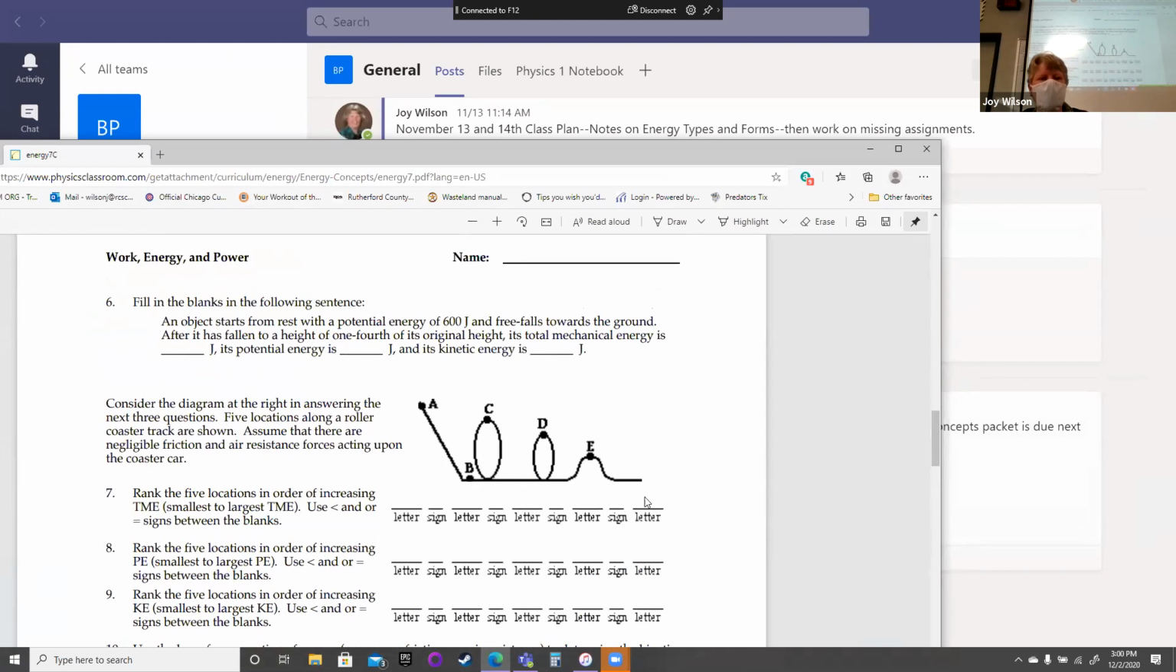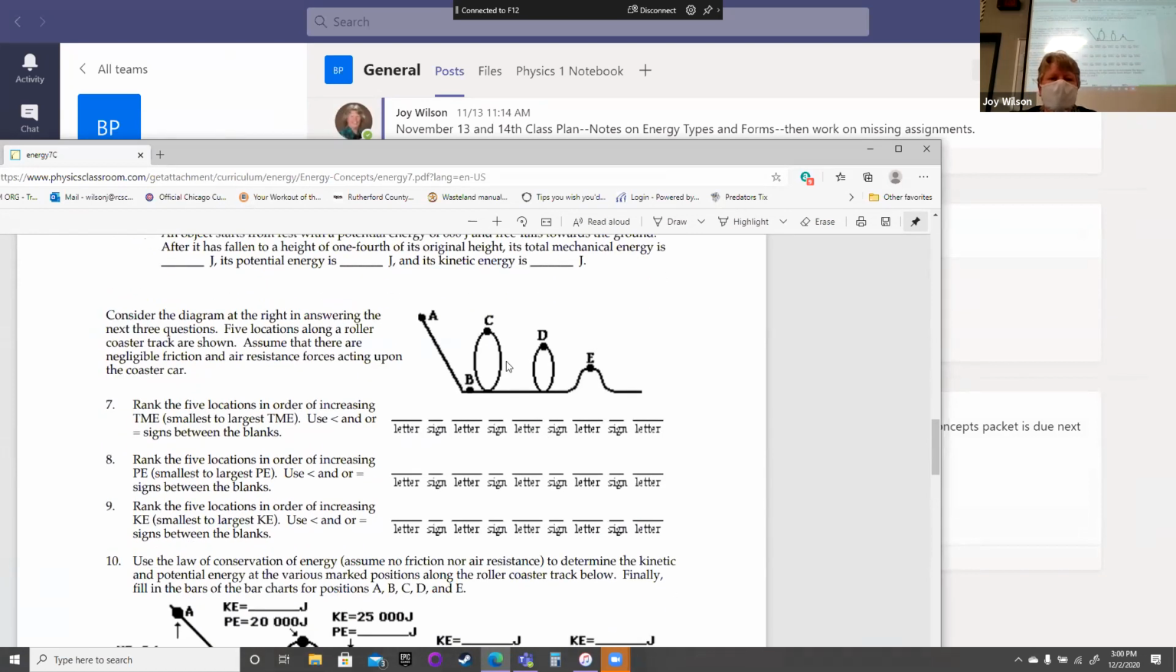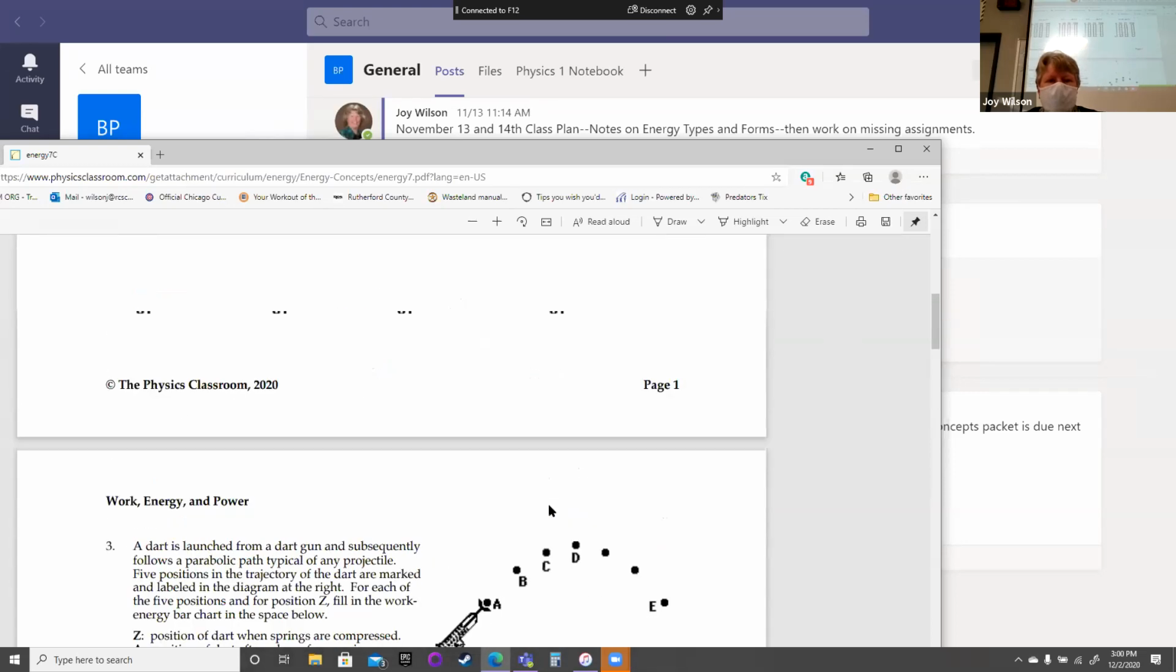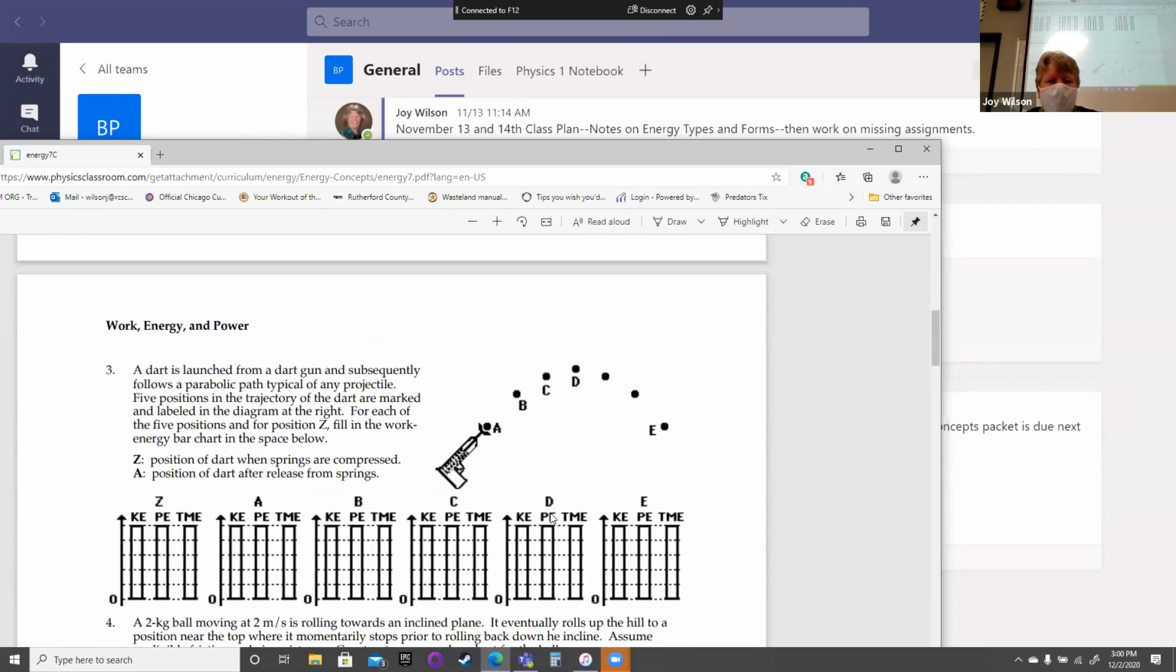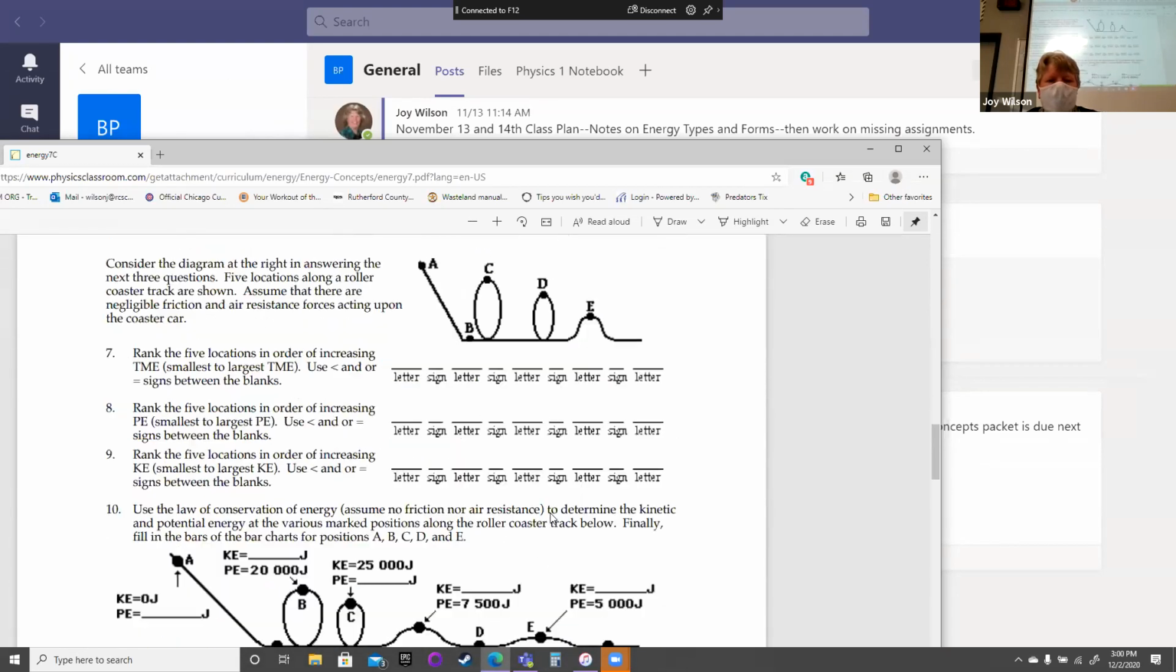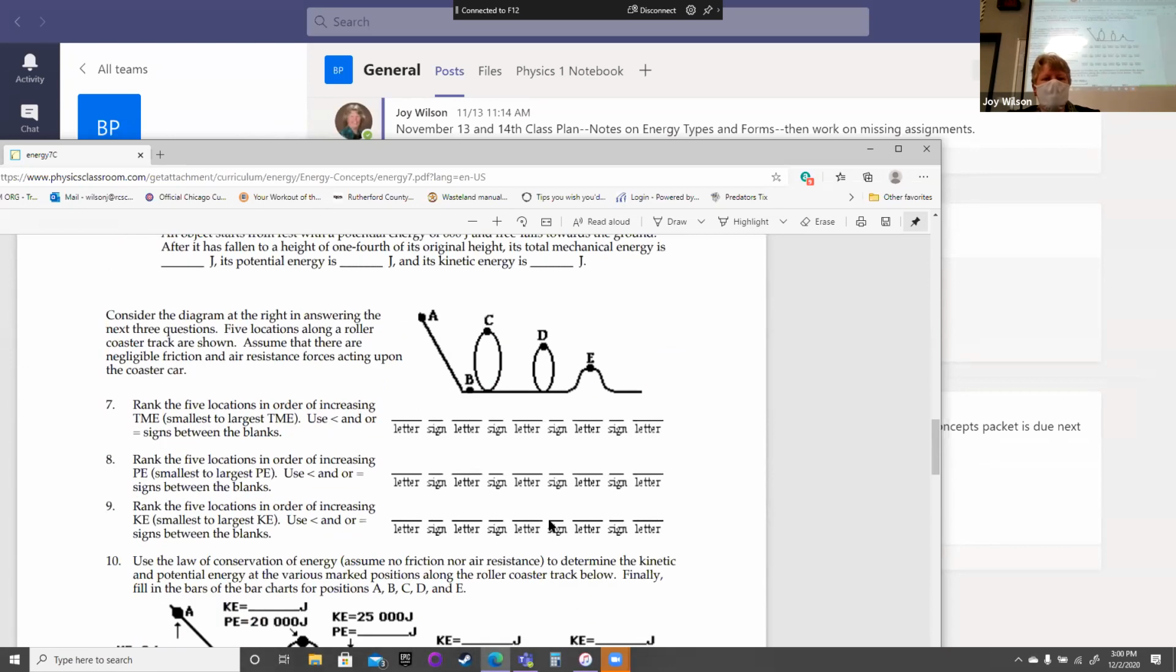Like you could figure out the ranking. Which one of these points has the most potential energy? In this picture right here, on the energy concepts third page, it says to rank in terms of increasing potential energy. So where do you have the most potential energy? What location?